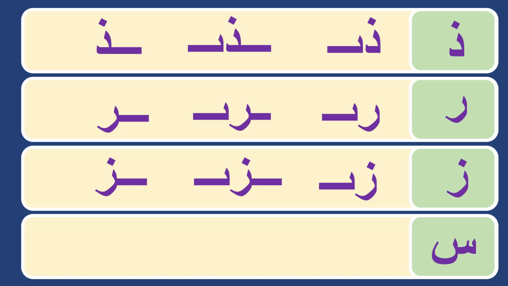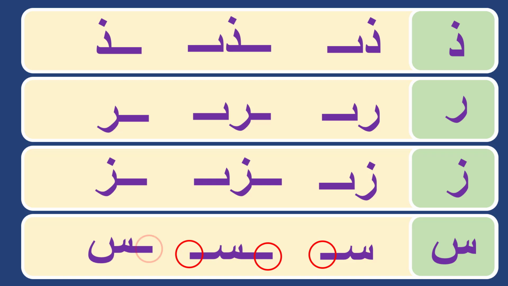Let's look at Sin. This is Sin at the beginning. The same thing that is applicable to Ba is applicable to Sin. You can join something directly after the Sin. When it appears in the middle, you can join something before and after. And when it appears at the end, you can join something before it. What is applicable to Sin is applicable to Shin.